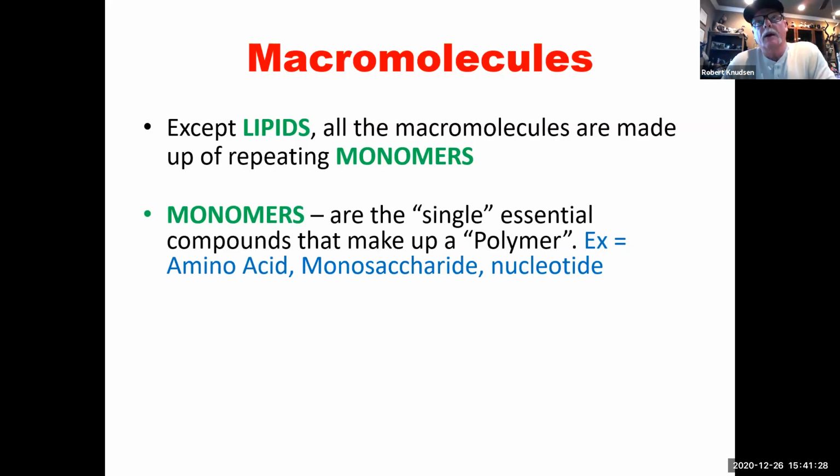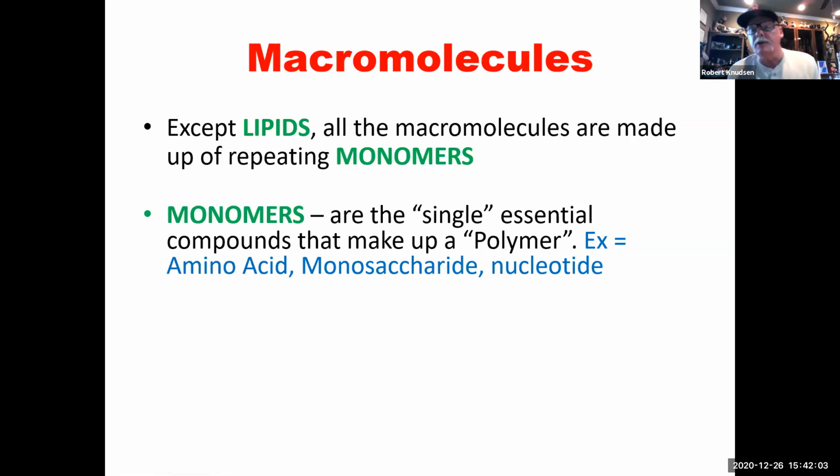Now you remember, for an example, in carbohydrates, the monomer is a monosaccharide. Got it? The most common monosaccharide in living organisms is glucose. So if you look at that, glucose is C6H12O6. That's a molecular formula. Remember that? So C6H12O6 is a compound. So that's why it says monomers. Let me find my arrow. Monomers are the single essential compound that make up a polymer.